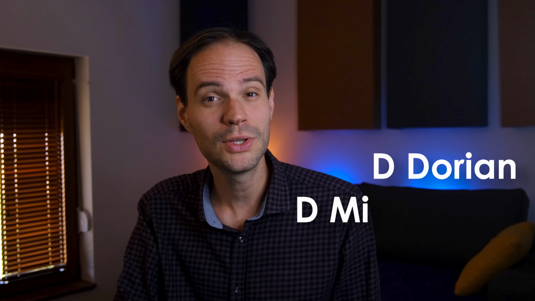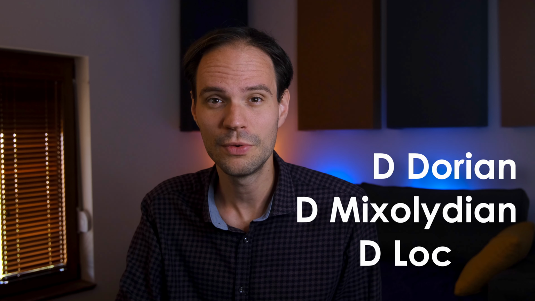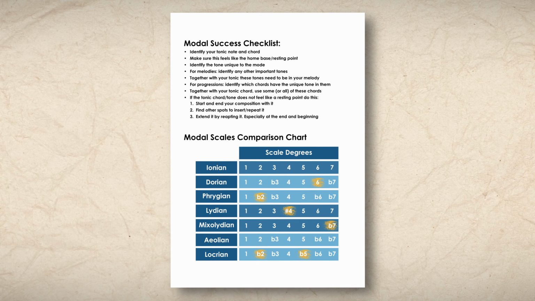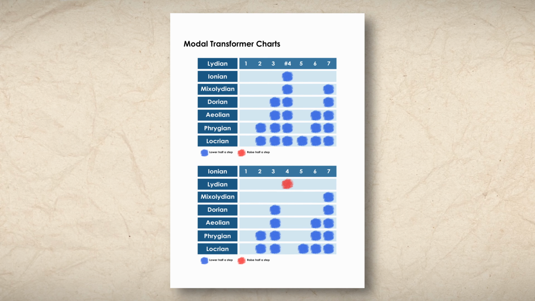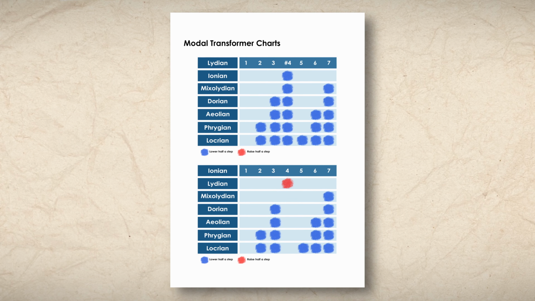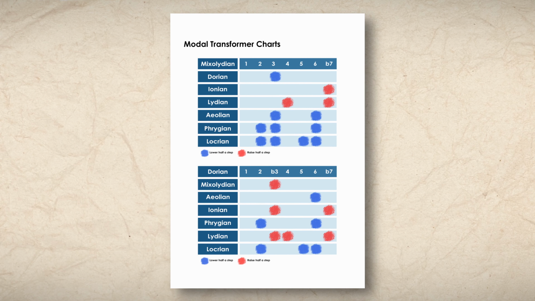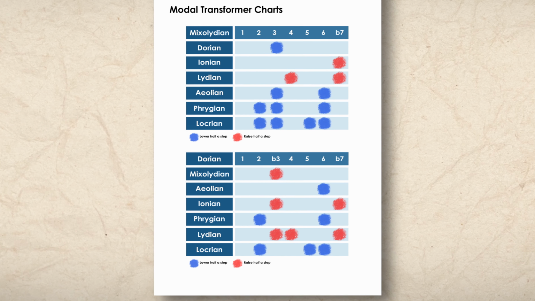I'm going to change this original piece of music that was in D Dorian into D Mixolydian and even D Locrian. For this, I'll be using my handy modal transformations cheat sheet that you can download from the description. Here you can see exactly what you need to change when you want to transform your music into a different musical mode.